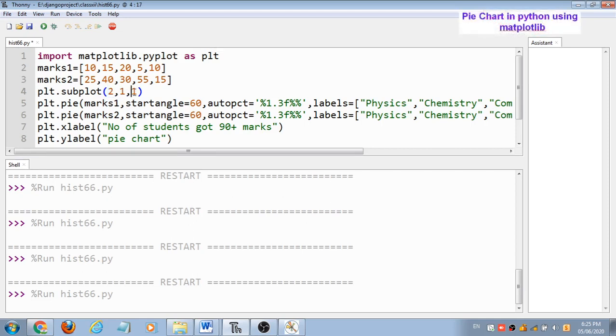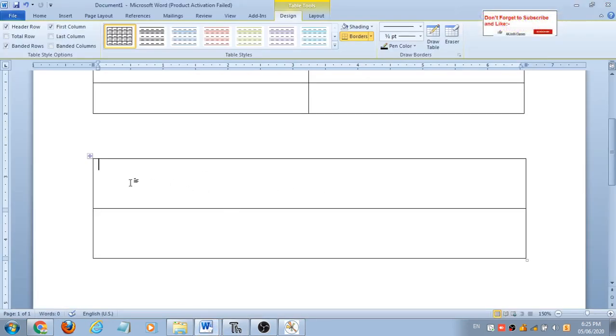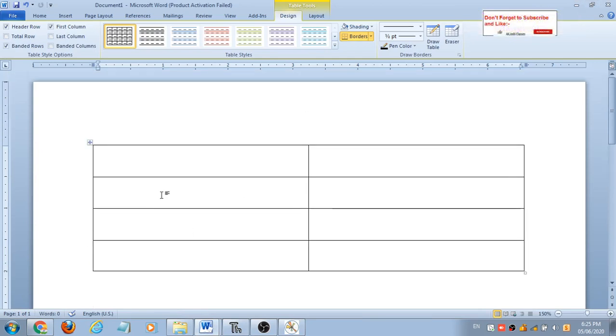And then there is a third argument called index. What is index actually? When we divide this, there are actually two areas. One is this, one is this. So the index of this is 1 and the index of this is 2. Suppose we divide like this into 4 rows and 2 columns, then this is index 1, then index 2, then 3, then 4, 5, 6, 7, 8. So like this we can plot as per our choice.